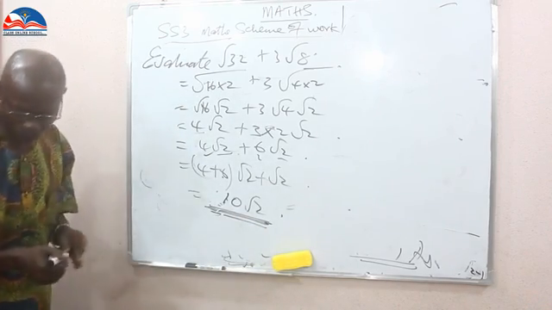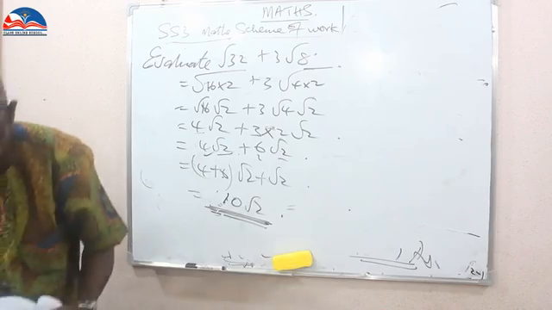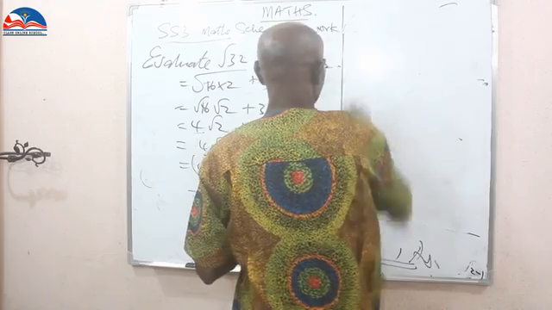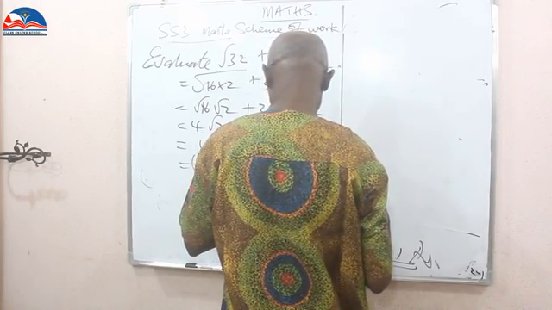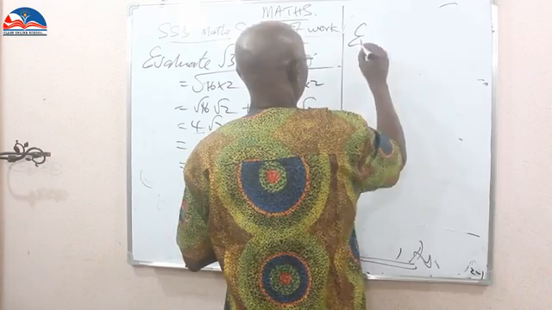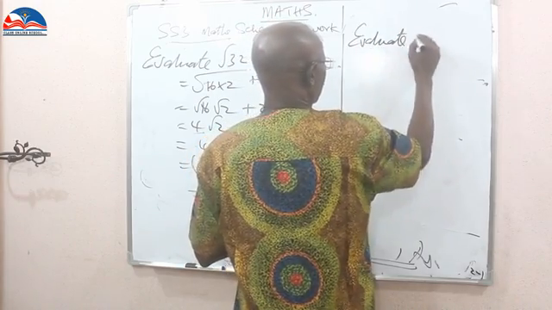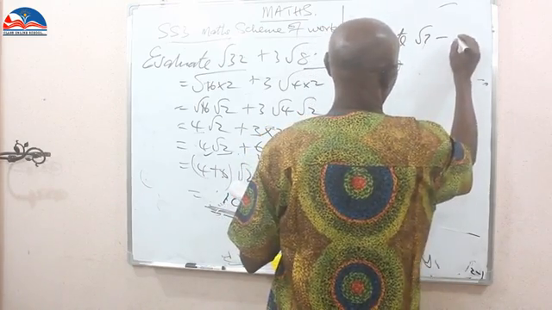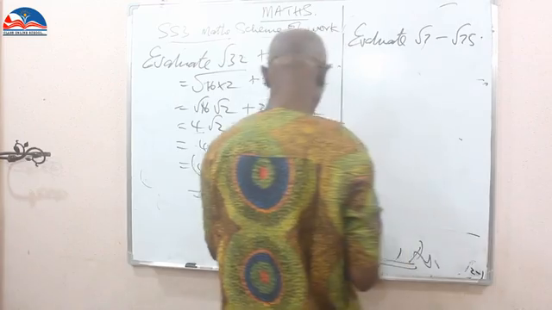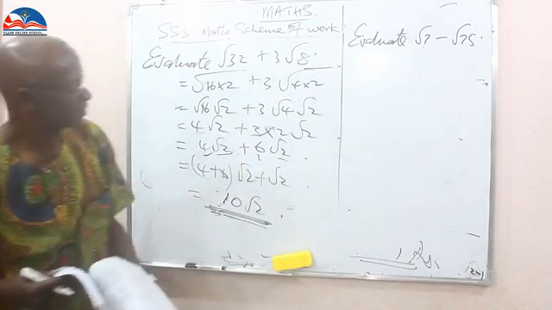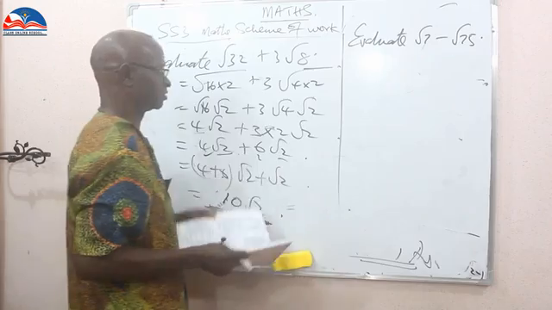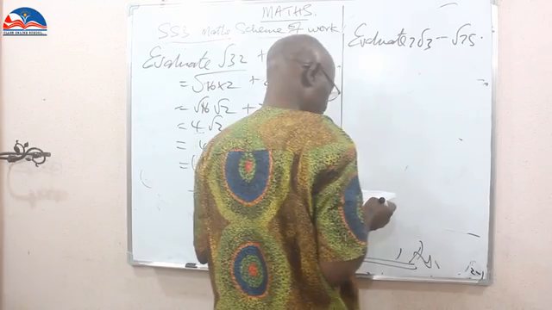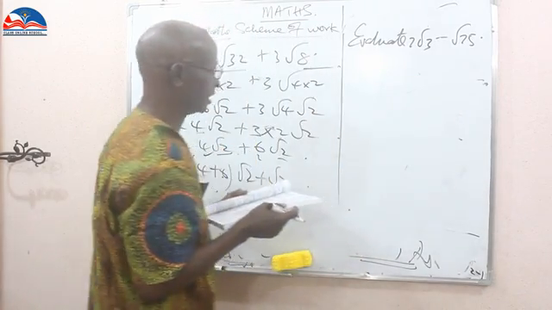Now let's take another example. If you are given, evaluate 7 root 3 minus root 75. What do you do? Sorry, 7 root 3 minus root 75.